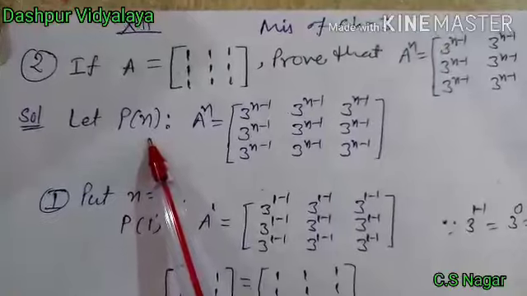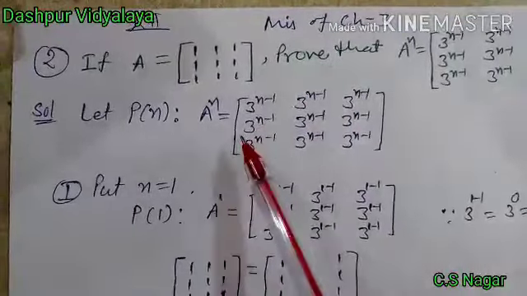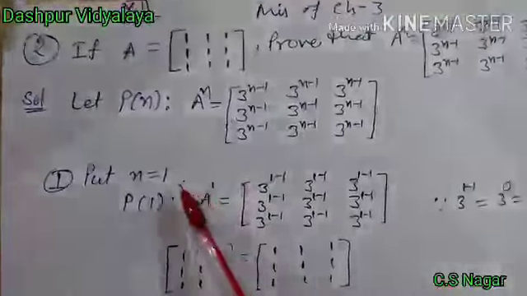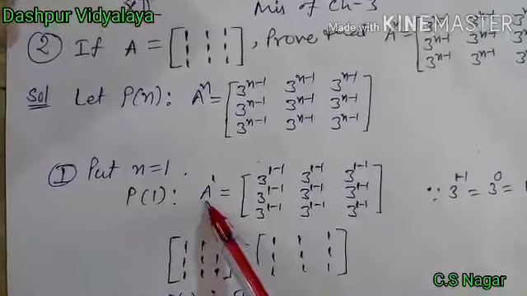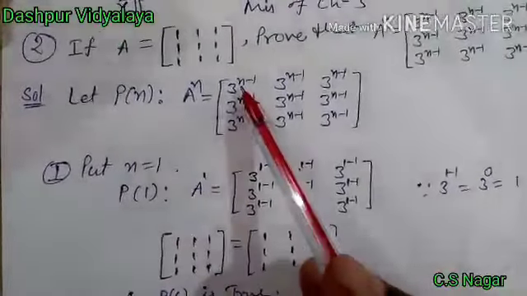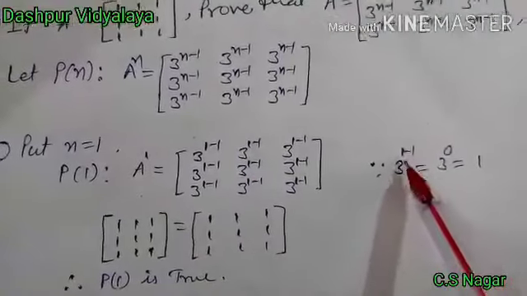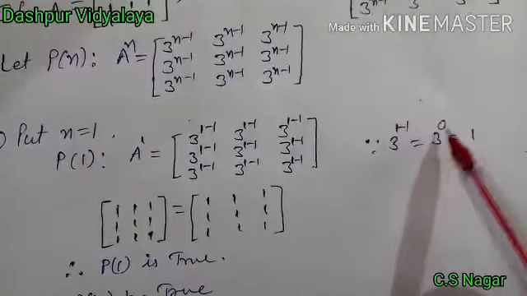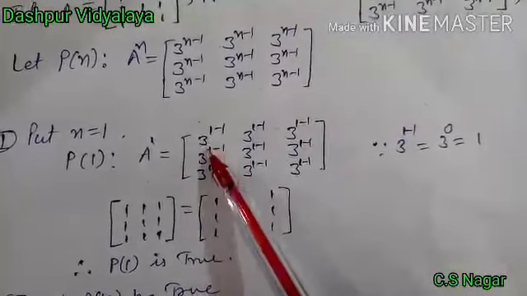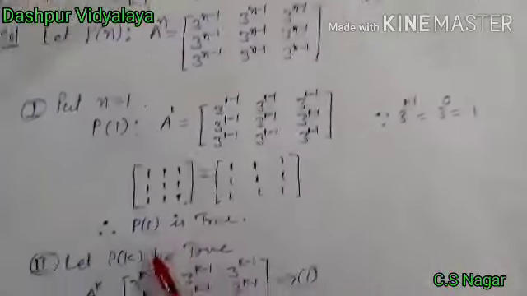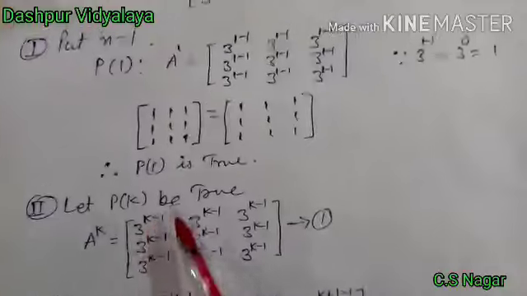So let P(n) be A to the power n equal to 3 to the power n minus 1, 3 to the power n minus 1, and so on. First put n is equal to 1. So P1 says that this is only A to the power 1, and here n minus 1 is 1 minus 1. So let's see here, 1 minus 1 means 0, and 3 to the power 0 means only 1. So in next step, all elements are 1 1 1 and 1, so both are equal, so therefore P1 is true. On second step, let P(k) be true.